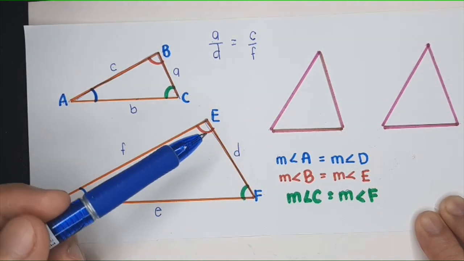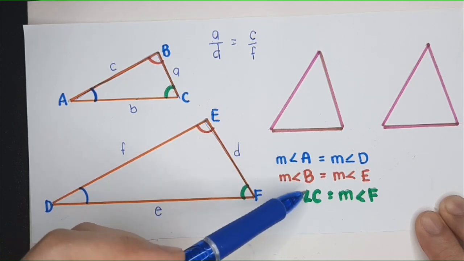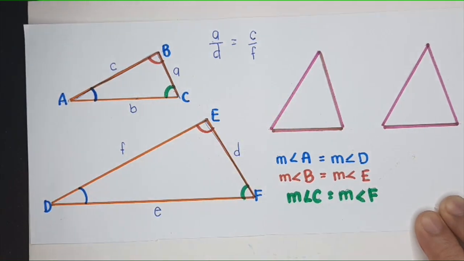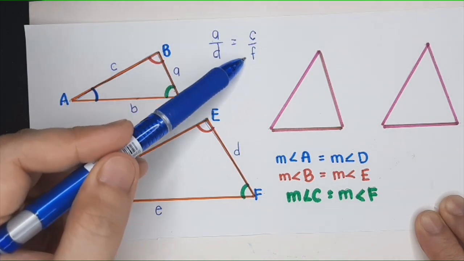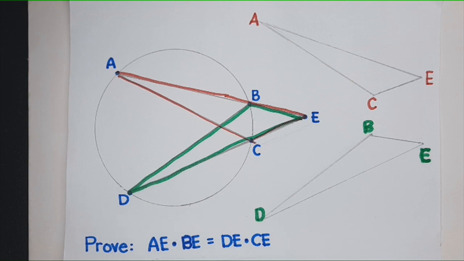Okay? Ano yung mga condition? The corresponding angles measure the same and the corresponding sides are proportional, or the ratio of the corresponding sides are equal. So we now go back to the theorem that we are going to prove. Okay? So alam nyo na ang similar triangles. Okay? So let us label first the corresponding angles.